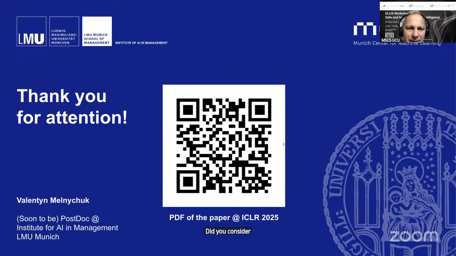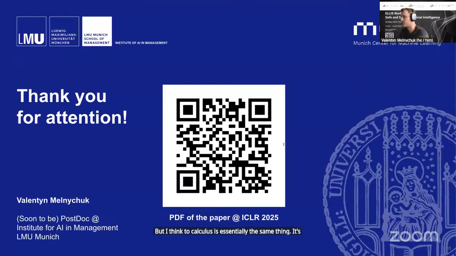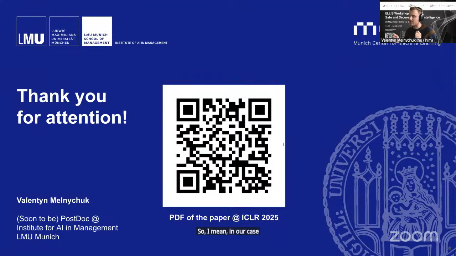Did you consider Judea Pearl's do-calculus, since your method is probabilistic? Yes. In our paper, we use the potential outcome framework formulation, but I think do-calculus is essentially the same thing. It's just a different language to formalize the causal assumptions. In the sense of statistical inference or machine learning that we do with the data once we have assumptions, they're all the same. In our case, we say potential outcomes.